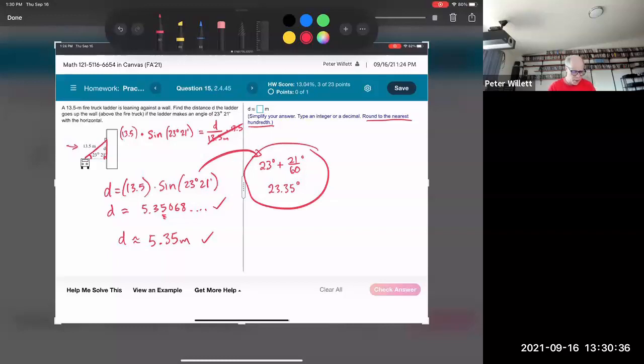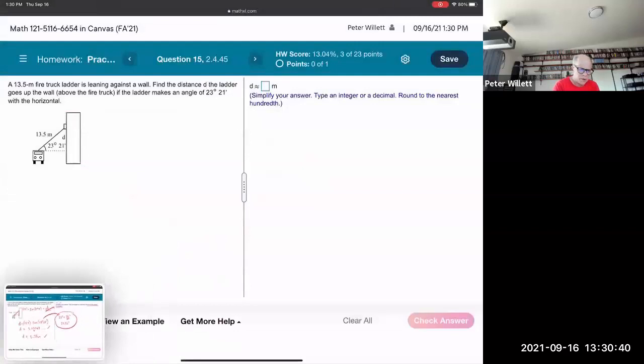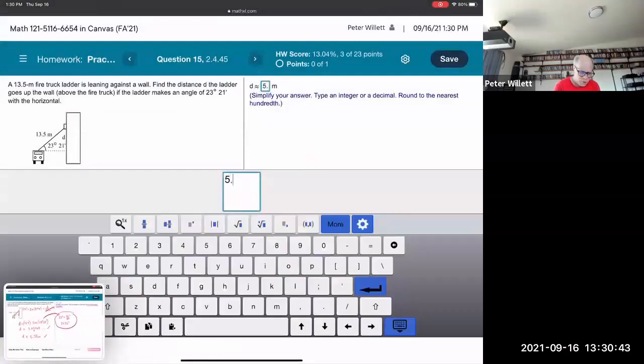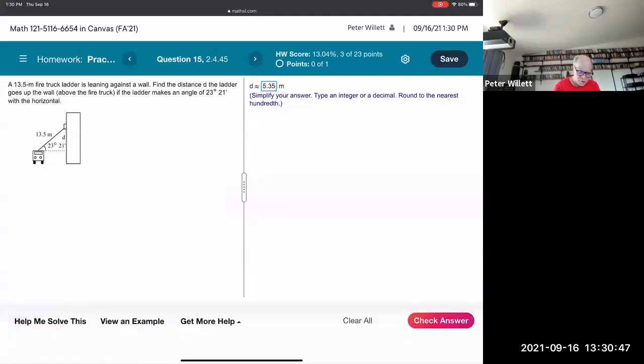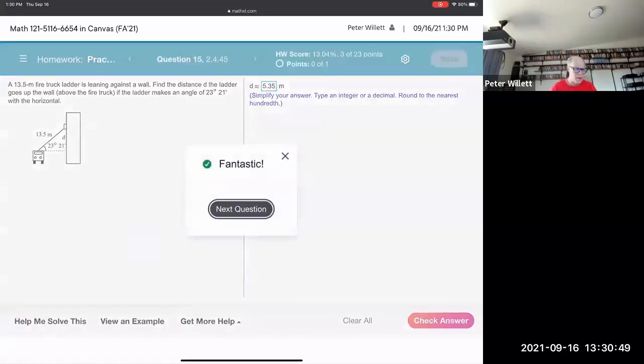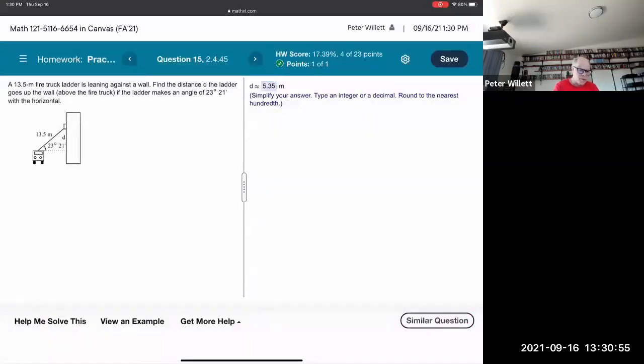All right, let's see if I'm right. So 5.35 is what I got here. I put that in, 5.35, and they've already put meters there, so I can just check that. They like it. That's good. Didn't make a mistake somewhere. All right, so that was problem number 15 from the practice problems.